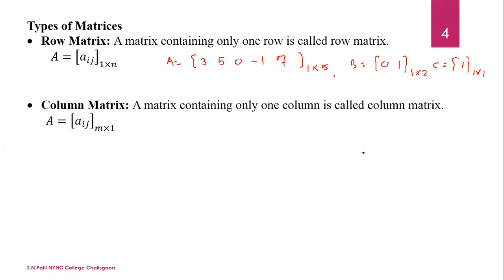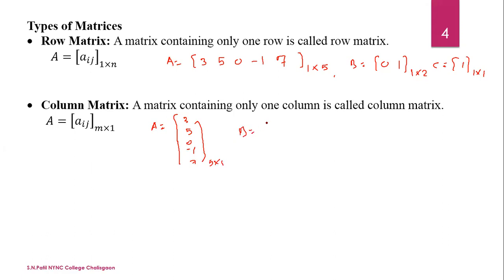Now next, column matrix. A column matrix has only one column. See here, it is defined as aij, where i is running from 1 to m and j is only one, that is only one column is there. For example, A is equal to 3, 5, 0, minus 1, 7, written as a column. So it has only one column. What will be the order of this matrix? 1 2 3 4 5, that is 5 by 1.